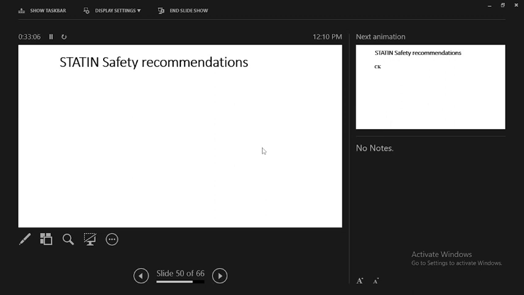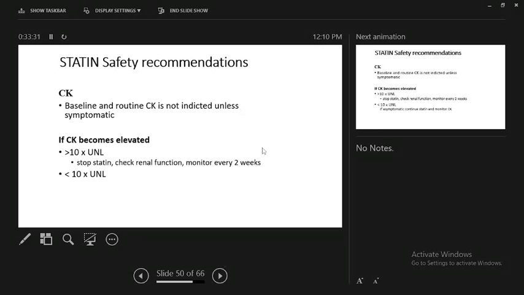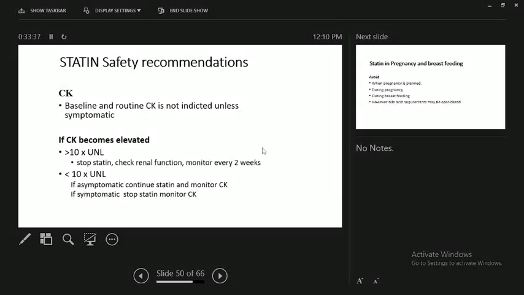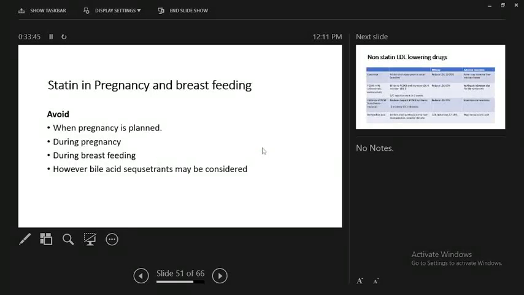And if it is persistently there even after stopping the statin, it could be other reasons for that elevation of the liver enzymes. Baseline CK is not recommended before starting treatment unless the patient has symptoms. If the CK becomes elevated more than 10 times the upper limit of normal, then you can stop and recheck the CK every 2 weeks. If it is less than 10, you continue if the patient is asymptomatic. But if the patients are symptomatic, stop and monitor CK levels.